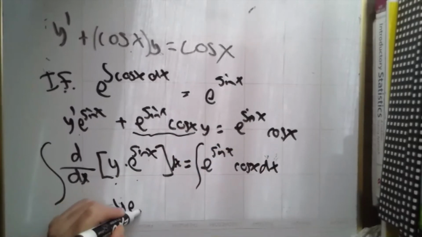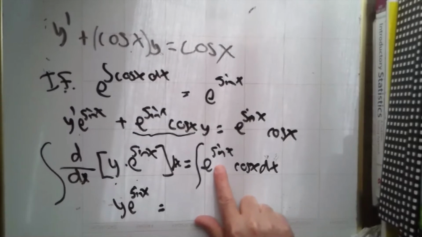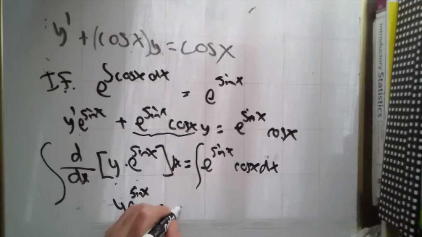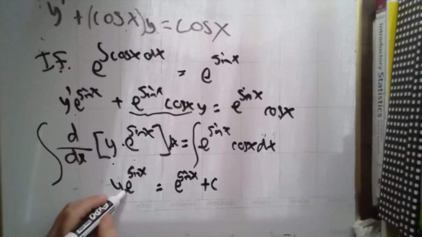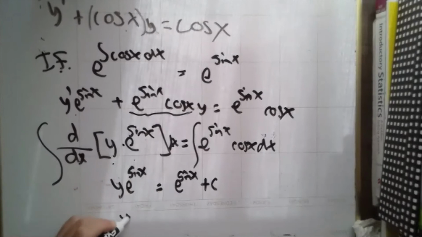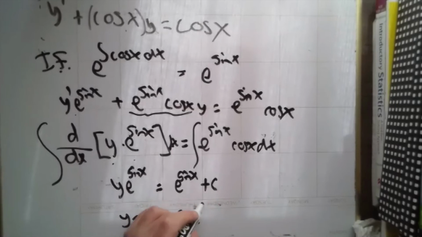On the left side, we get y e to the sine of x. On the right side, this is an integration by substitution. u equals sine of x, du equals cosine of x dx. So the antiderivative of e to the u is e to the u, plus c. And then I want to divide through by this thing. So that will be 1 plus, if I divide through by that, c over that, or c e to the negative sine of x.